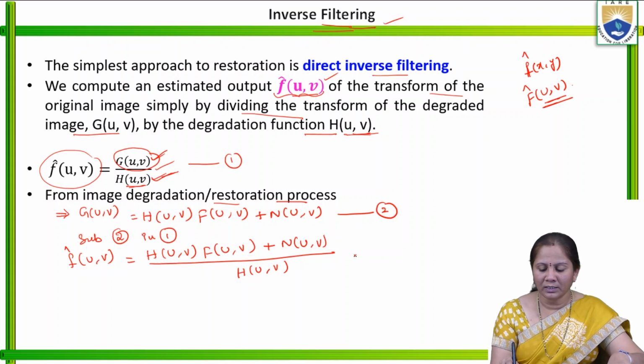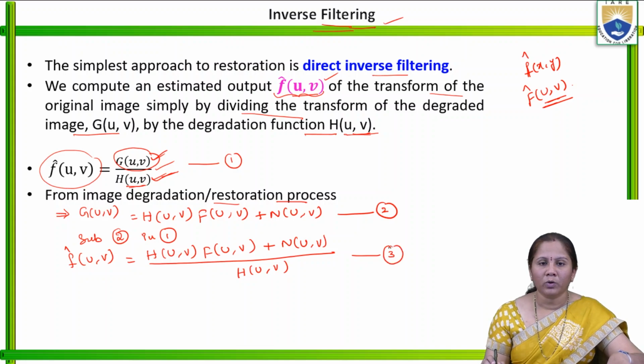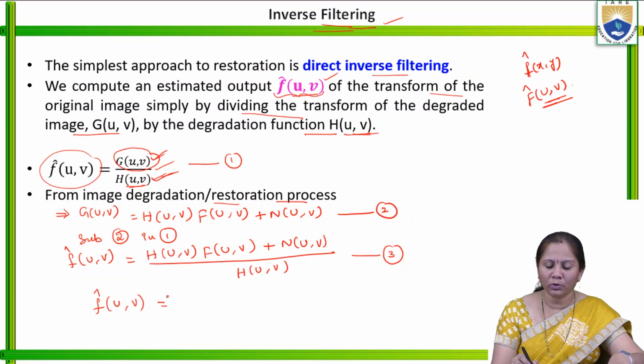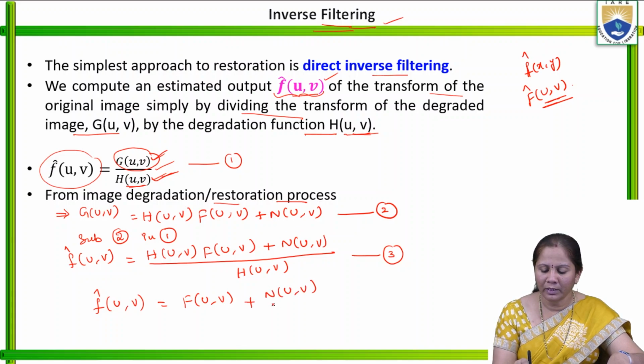Okay. So consider this is equation number 3. If you separate this term, we will get f cap of u comma v is equal to, here we have h of u comma v and here also we have h of u comma v. Both the terms will get cancelled. So the first term we will have only f of u comma v, which is the input image, plus another term we have here is n of u comma v by h of u comma v.